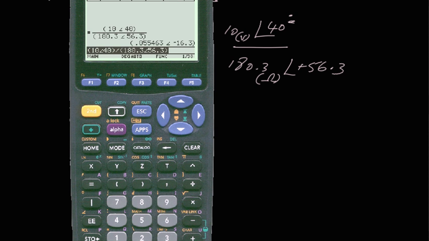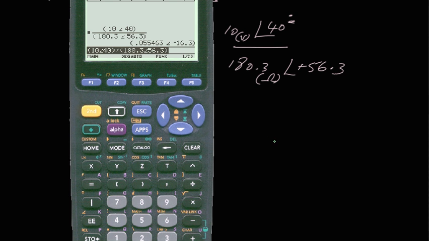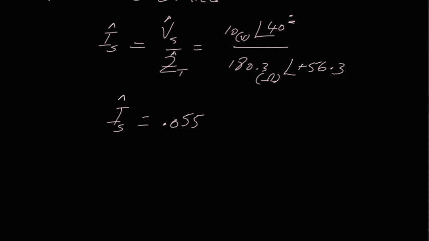Now the rest. All right, so it's 0.05546. So Is is 0.055463, and the angle is negative 16.3 degrees. Now 55.4, we can round it to 55.5 milliamps, but let's just leave it the way it is. So these are amps, by the way. All right, so we got Is now.